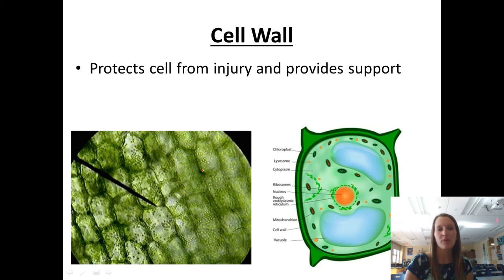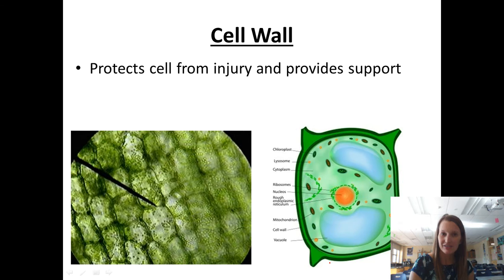This is that cell wall. So it provides extra protection, more so than the cell membrane can. It protects the cell from injury, and it provides support to the cell. So it is stronger and kind of more rigid. So that's what gives it this kind of squared off or like rectangular shape to the cells.